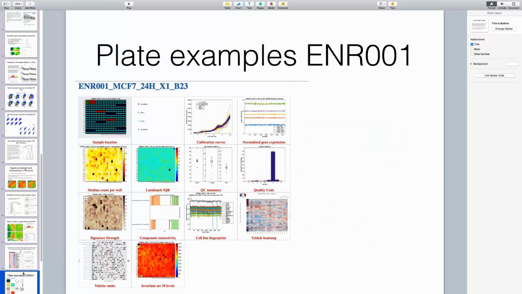I have a small example. We have a small data set of 6 plates. I'm not going to talk too much about what it is, but usually when you have the L1000 data, you get these quality checks, and in terms of the technology, pretty much all the quality controls pass. If we look at the median count per well, there's no apparent problem in the counts, and the invariant set of the 10 levels looks fine. So we don't see any of these patterns showing up in the quality control.